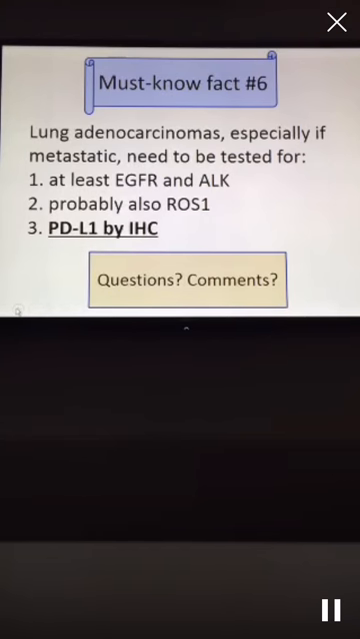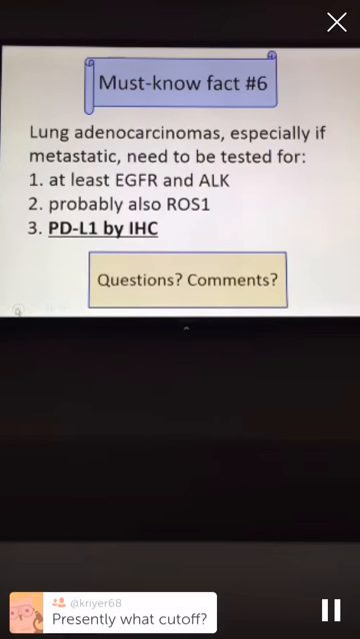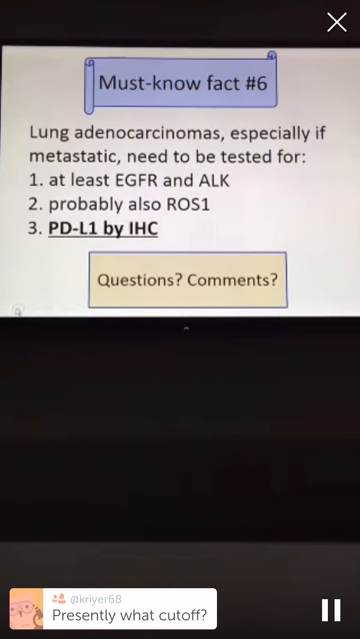It's not like reading a P63 or a P40. It needs to be standardized. Everybody needs to be on the same page. People will be denied drugs because they don't have expression of this. So that's a huge deal.